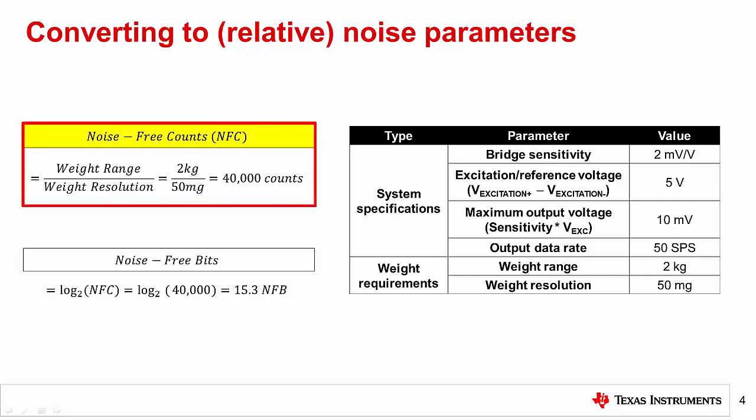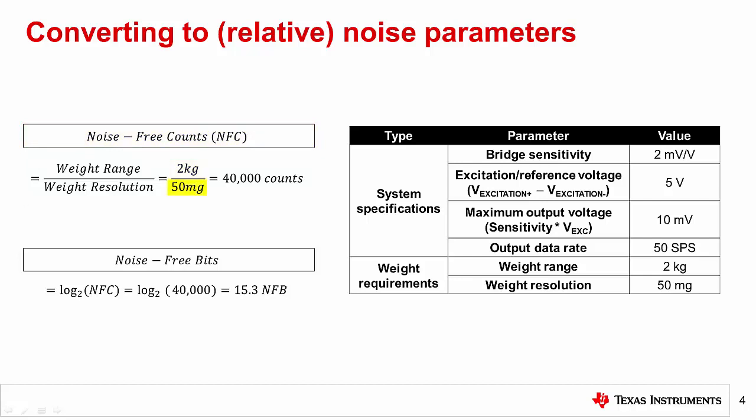Per the equation shown here, noise-free counts is calculated by dividing the maximum input signal by the weight resolution. With a 2 kilogram weight range and 50 milligram weight resolution, the system requires 40,000 noise-free counts. This value is equivalent to 15.3 bits of noise-free resolution. You can compare this value to the expected resolution given in most low-speed delta sigma ADC datasheets to understand if the ADC can meet your target noise performance. And with a required noise-free resolution of 15.3 bits, you might quickly conclude that you need only a 16-bit ADC, but is this conclusion correct?